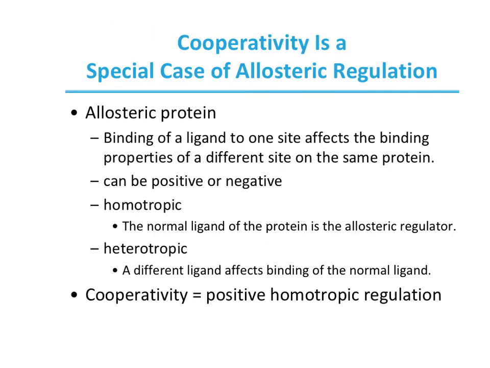Cooperativity is a special case of allosteric regulation. An allosteric protein is one in which the binding of a ligand to one site affects the binding at a different site, and it can be positive or negative. If it's homotropic, then the normal ligand of the protein is the allosteric regulator. If it's heterotropic, then a different ligand affects the binding of the normal ligand. So cooperativity equals positive homotropic regulation.